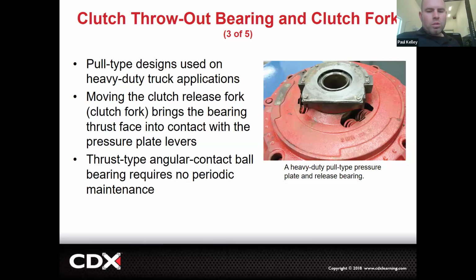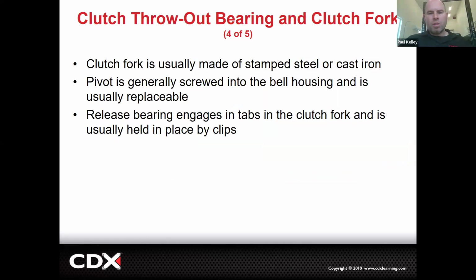Okay, and then this one's old school. So this one's a pull type. Pull type would be more common with a cable. And then we talk a little bit about the clutch fork. Clutch fork's usually steel. It's going to be pretty strong.